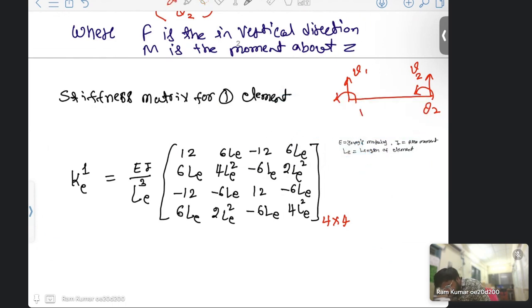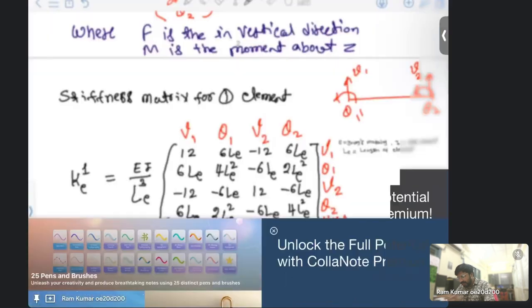So what we have to write here, this will be our v1, theta 1, v2, theta 2. Similarly, v1, theta 1, v2, theta 2. Why am I writing like this? Because when we find the global matrix, we have to add the respective degrees of freedom at each node. Okay, so this is done for the first element.